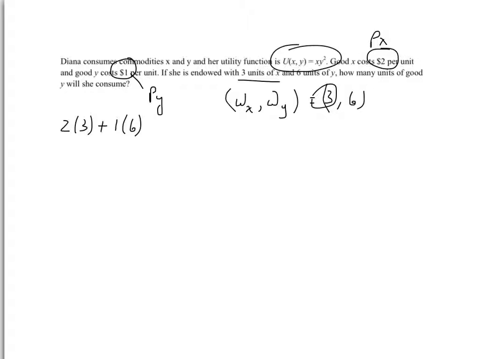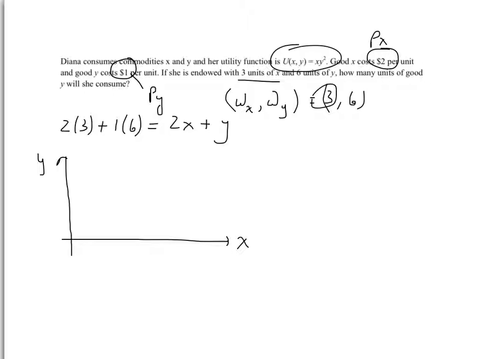Okay? And she's constrained by prices as well, so we have to put her expenditures on the other side of the equation, 2x plus 1y. Okay? So that's her budget. And we can graph it pretty easily. So this is 6 plus 6 or 12.